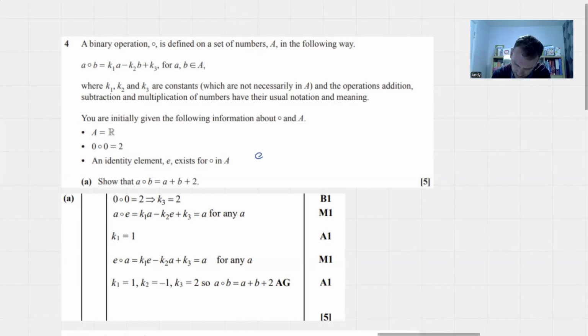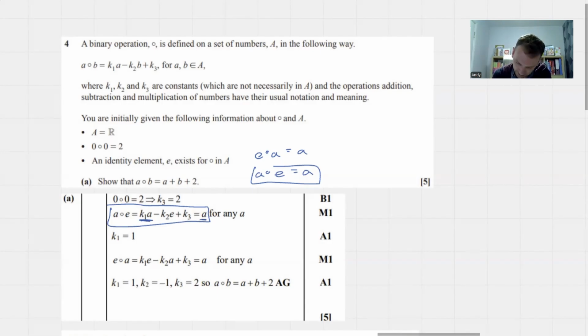It means that E composed with A is equal to A, and that A composed with E is equal to A, that both those things are true. So using the second one, subbing that in, we get this equation here that's in the mark scheme. Now, because this is true for any value of A, we can attack this like we would an identity. The coefficients of A on both sides of this equation have to be the same. So we just have to have K1A equals A, or K1 is equal to 1.